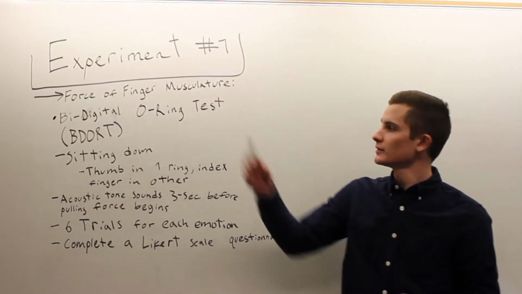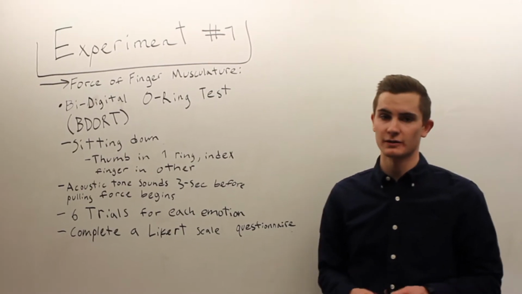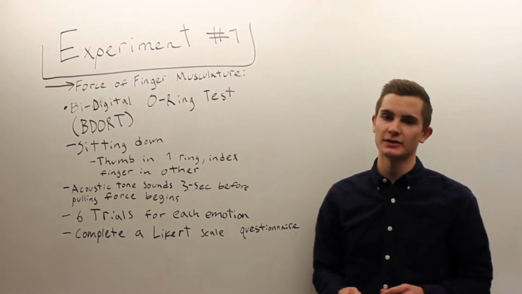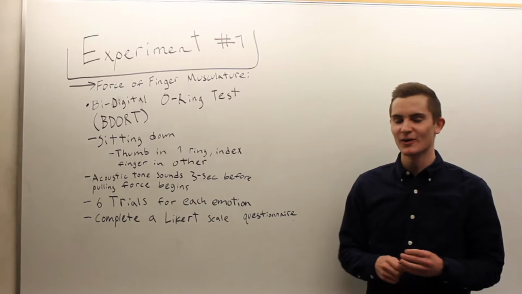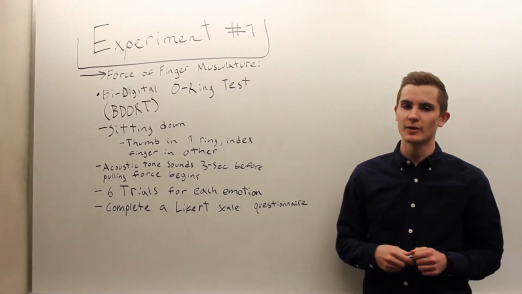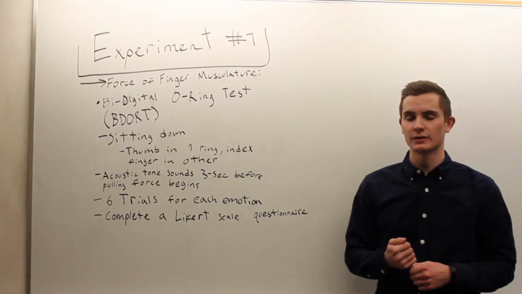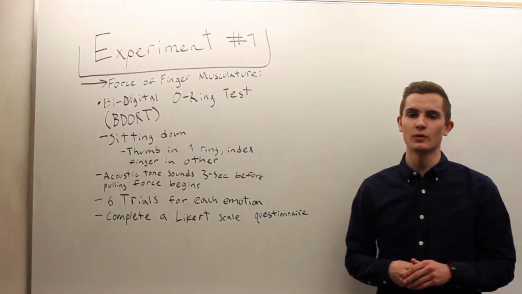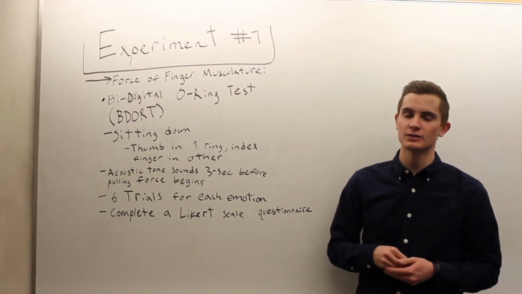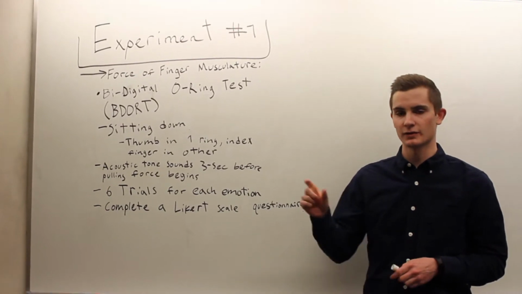In experiment 1, we will be measuring the force of finger musculature in our participants using a bidigital O-ring test. While sitting down, the participant placed their thumb in one ring and their index finger in the other ring. After an acoustic tone sounded, the participant had 3 seconds before a pulling force started, and they were instructed to resist this force in keeping their fingers close together.